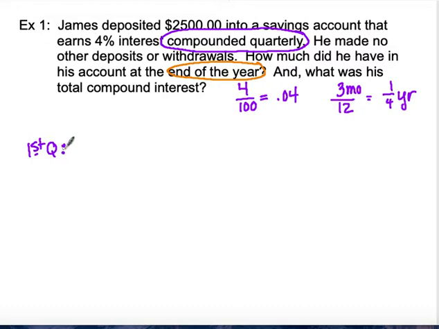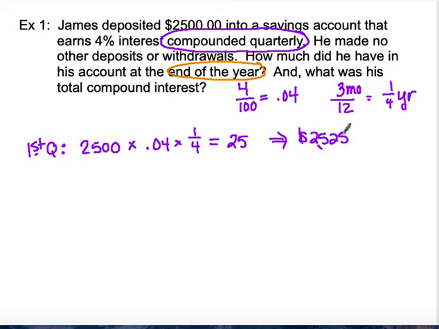So after the first quarter, we started with $2,500. He earned 4% interest, and he earned it for a quarter of the year, or 3 out of 12, or 1/4. When we do that calculation, the interest earned was $25. That means when we take 25 and add it back to that 2,500, he's going to have $2,525 at the end of quarter 1. So now we need to repeat that.